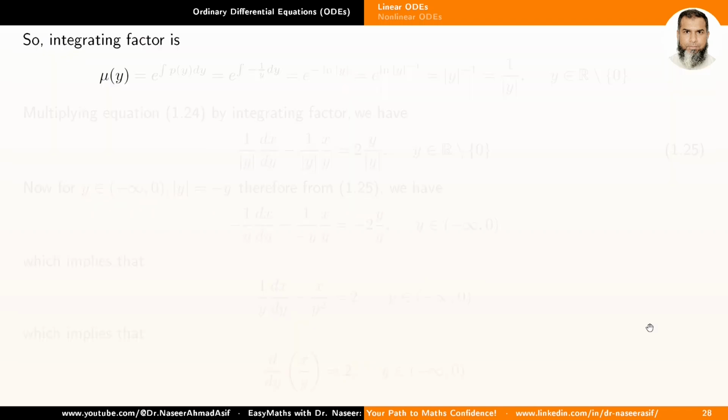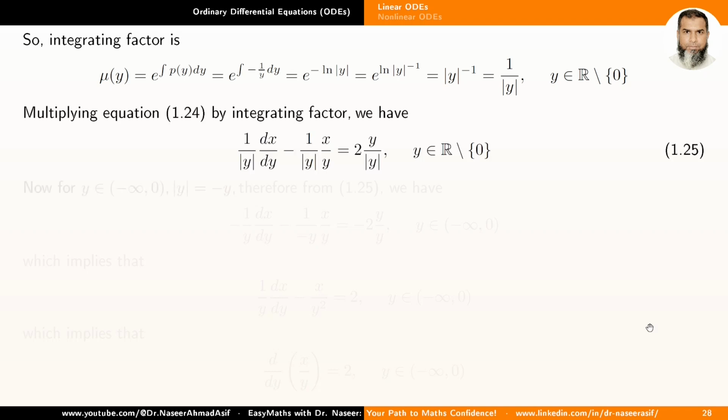So integrating factor is mu of y is equal to exponential of integral of p of y dy, which is equal to exponential of integral of minus 1 over y dy, which is equal to exponential of minus log of y absolute, which is equal to exponential log of y absolute exponent minus 1, which is equal to y absolute exponent minus 1. So mu of y is equal to 1 over y absolute, where y belongs to R other than 0. Multiplying equation 1.24 by integrating factor, we have 1 over y absolute ds by dy minus 1 over y absolute x over y is equal to 2 into y over y absolute, where y belongs to R other than 0.